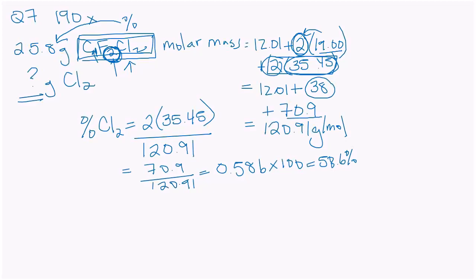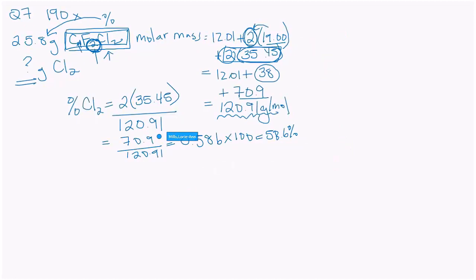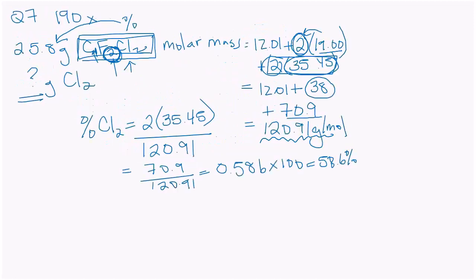You're welcome. So that got me the molar mass of the whole compound. And then what I needed to do was find what percent of that is just chlorine. So that's what this calculation is figuring out: the percent composition of chlorine in this compound. I take the molar mass of chlorine, multiply it by 2 because of the subscript of 2 in the compound, and divide it by the total molar mass of the full compound. So 2 times 35.45 is 70.9, divided by the total molar mass of that compound, which is 120.91.